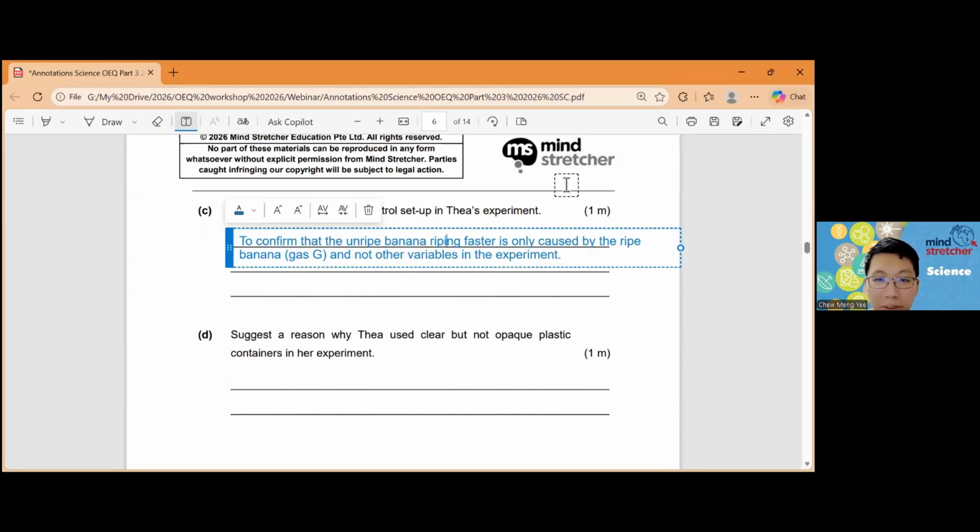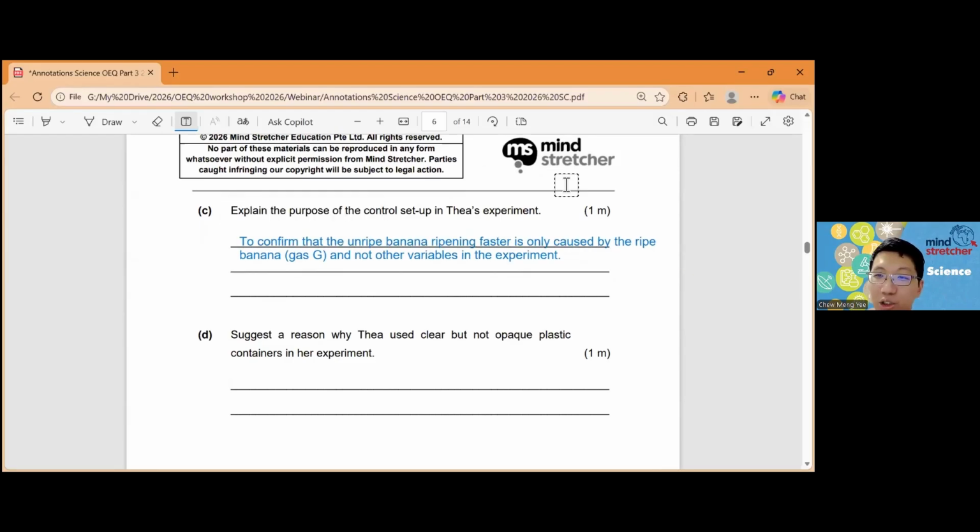Okay, this is ripening. Thanks for highlighting that. Ripening. Okay, it's spelled as ripening, not riping. I'm not that good at English. But if you write riping, I don't think they will mark you wrong. Okay, it's understood. Although accurately it is ripening.